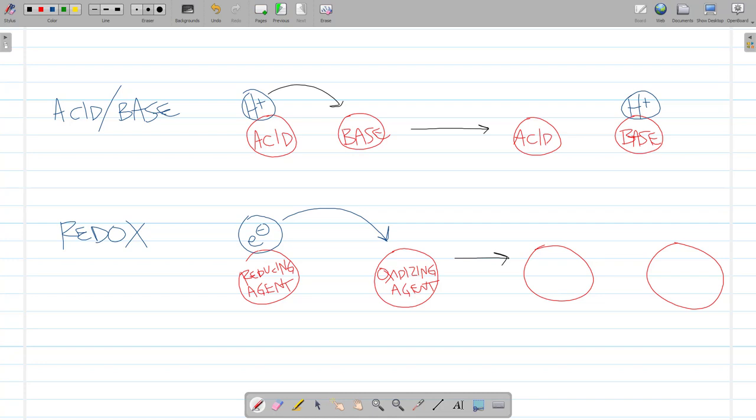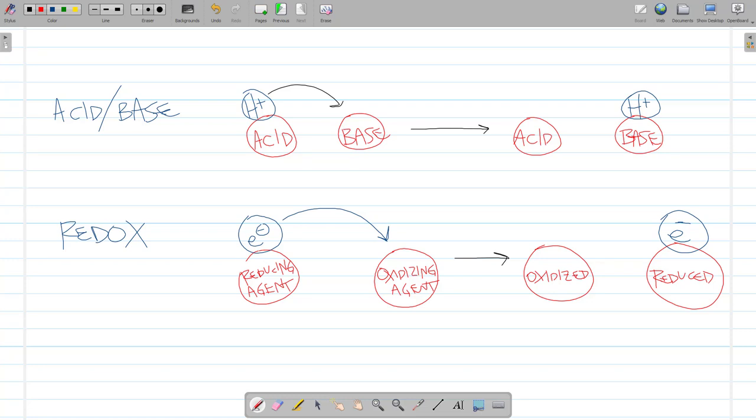So these two types of reactions are very similar. The only difference is I'm either moving an H plus or I'm moving an e minus. After this gains an electron, we call it reduced. After this loses an electron, we call it oxidized. So that part is a bit confusing, I agree. The reducing agent becomes oxidized.